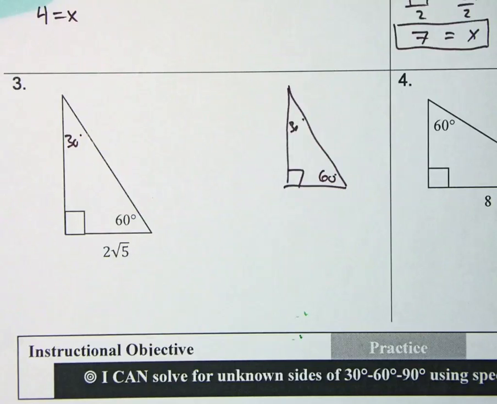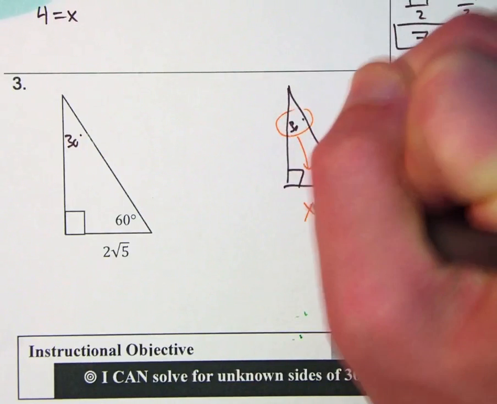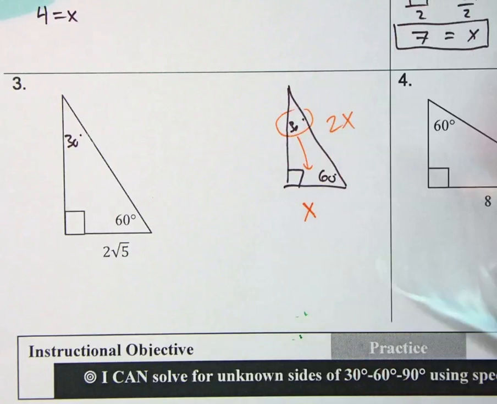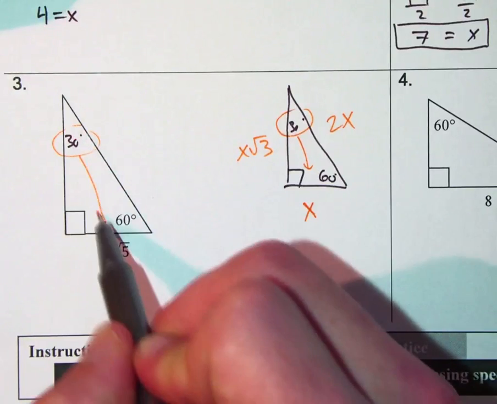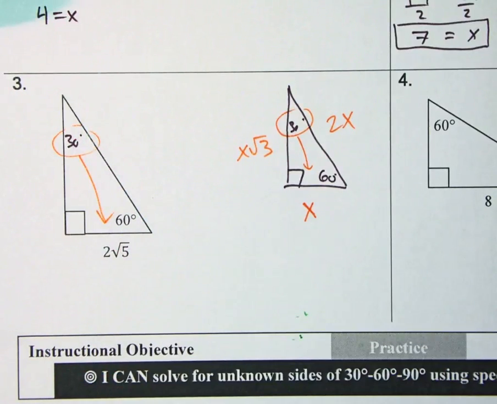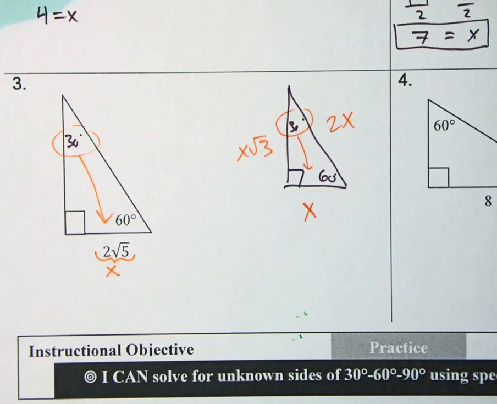And now, start the same way every time. Across from the 30 is your x. Across from the hypotenuse will be double, 2x. This will be x square root of 3. So here's your x. This whole thing is x.